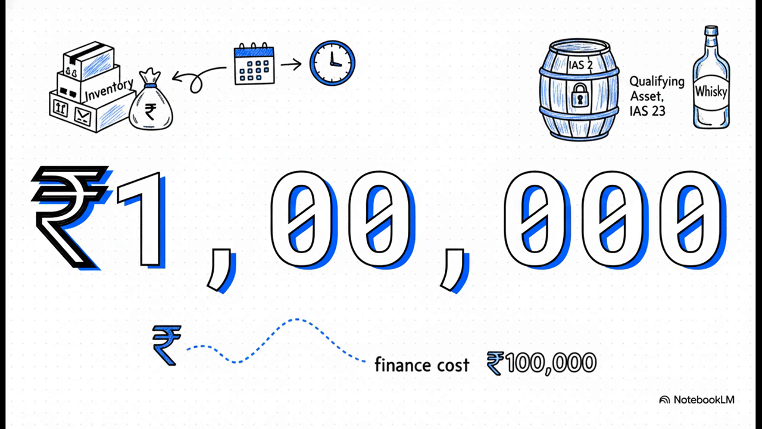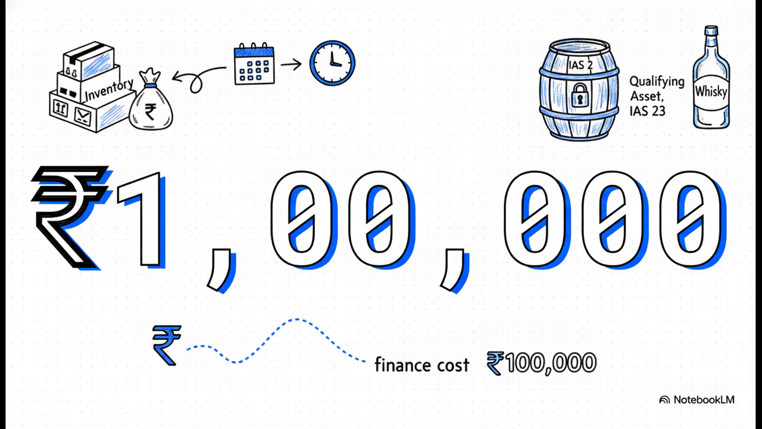Let's also consider purchasing terms. If you buy inventory on deferred credit terms, meaning you negotiate to pay the supplier way beyond normal credit periods, that arrangement almost certainly contains a financing element. Imagine you buy goods with a cash price of $1 million, but you agree to pay $1.1 million in 12 months. That $100,000 difference? That is a finance cost. Under IAS 2, you record the inventory at the $1 million cash price, and you recognize the $100,000 as an interest expense over the year.